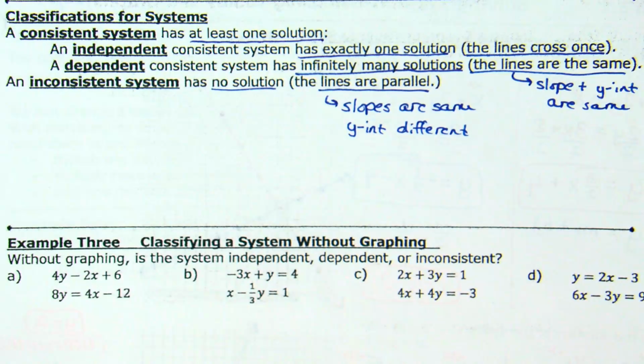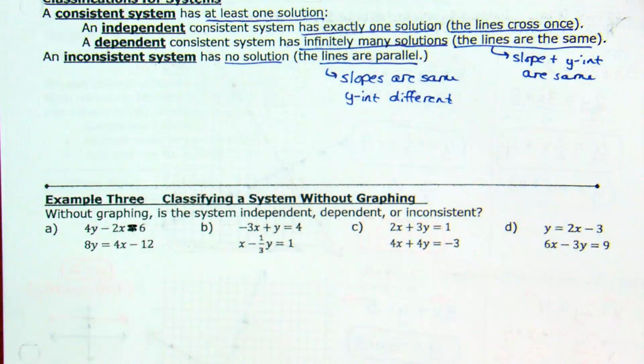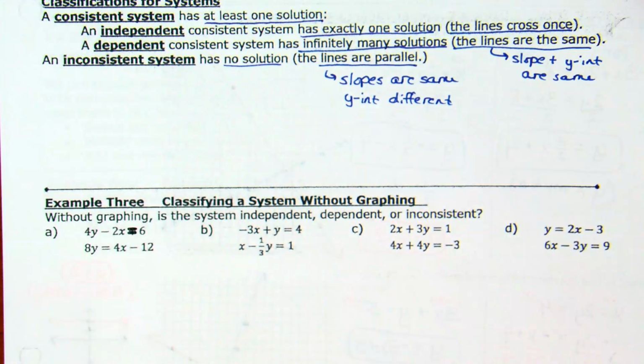Now, I don't have a lot of time for examples here, but let's pick one and look at it. How about I just go with A? Now, there is a typo here. It should be 4y minus 2x equals 6 instead of plus 6, and 8y equals 4x minus 12. So, what do we need to do to be able to tell, without graphing this, if the system is independent, dependent, or inconsistent? We probably need to get them in y equals mx plus b.